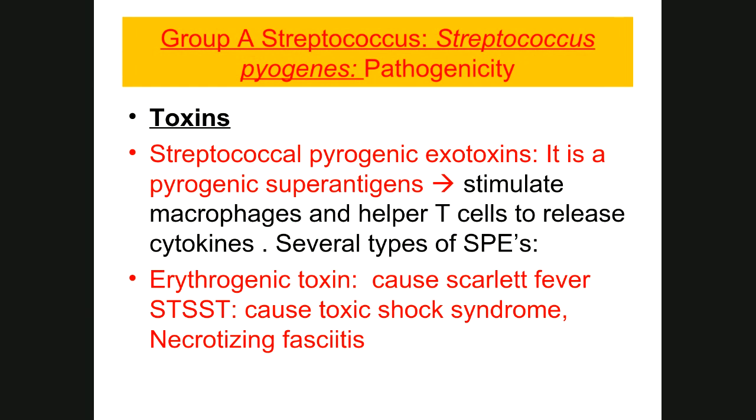Now, as far as toxins, there's a couple of toxins that this organism can produce. There's a pyrogenic toxin, which is a superantigen, which means it is damaging to the immune system and creates an exaggerated immune response. The erythrogenic toxin causes a condition called scarlet fever. And some group A strep can produce a streptococcal toxic shock syndrome toxin, very similar to the one produced by Staphylococcus.